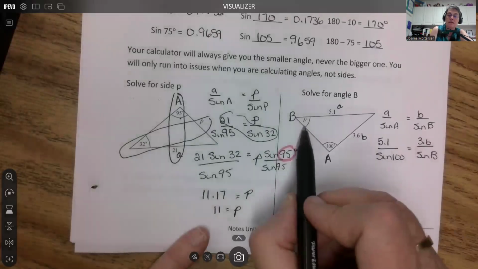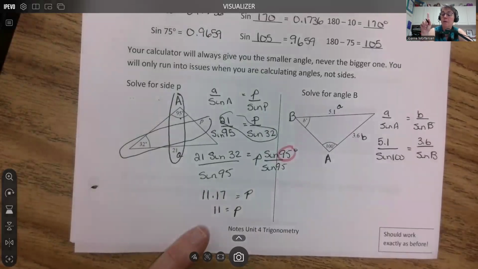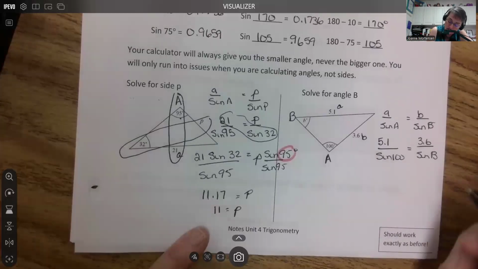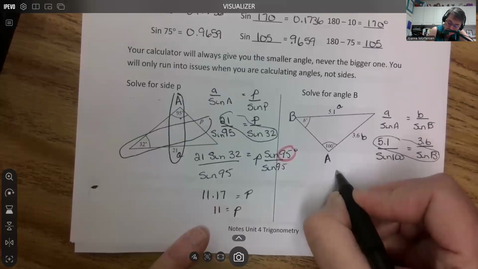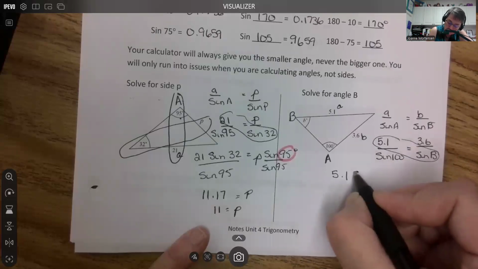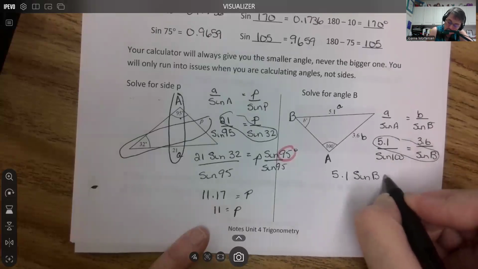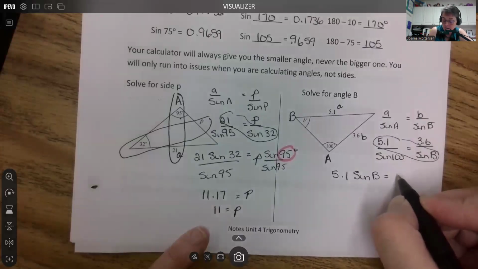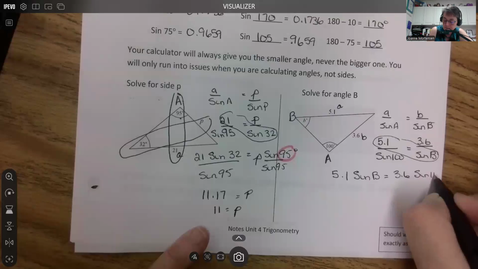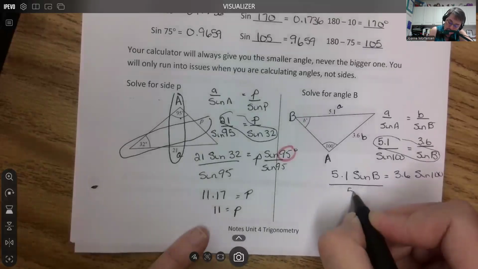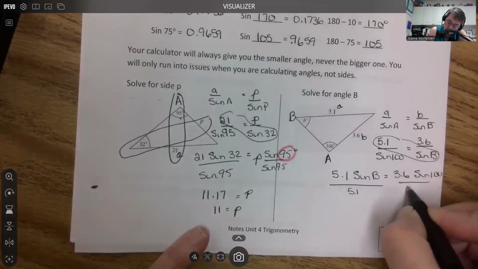Notice that even though this has a little b in there, no, that's not the convention we use. That's not the normal way to do it. That's why I flipped to a capital B there. So 5.1 sine B is equal to 3.6 sine 100, divided by 5.1, divided by 5.1.